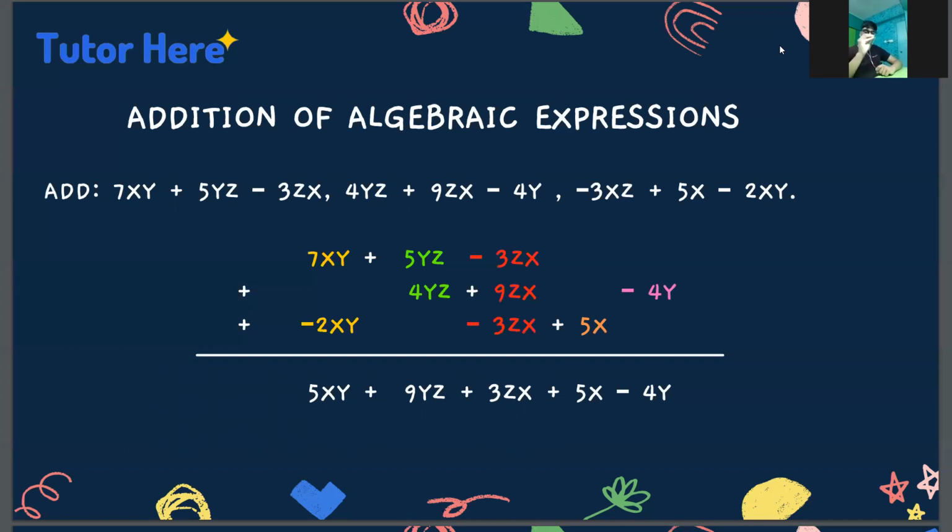The basic concept here is that if the variables are the same, then we can perform addition, subtraction, multiplication, or any kind of operation with the coefficients. Therefore, 7 minus 2 is 5xy, 5 plus 4 is 9yz, minus 3 plus minus 3 plus 9zx is 3zx, and plus 5x minus 4y. This is because there are no like terms available for x and y.